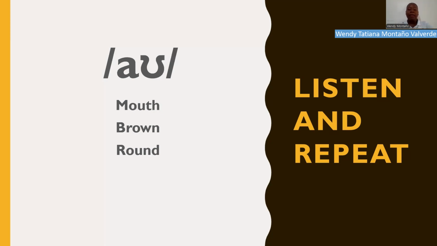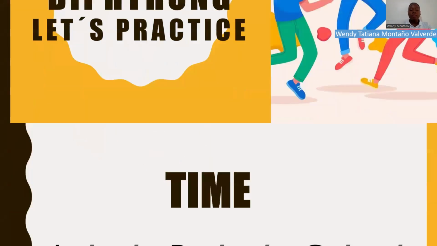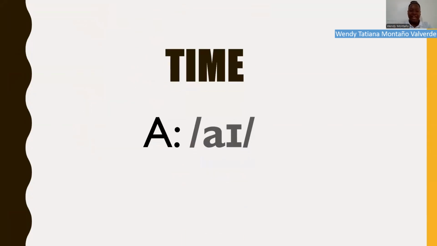Okay, this time you will listen to a word and identify the diphthong sound. So you need to think carefully and listen. Listen, please, very closely. It's okay if you are not sure, just try your best. Okay? What diphthong do you hear? Time. What do you think? A, B, or C? Let's see. Very good. A. Time. I.